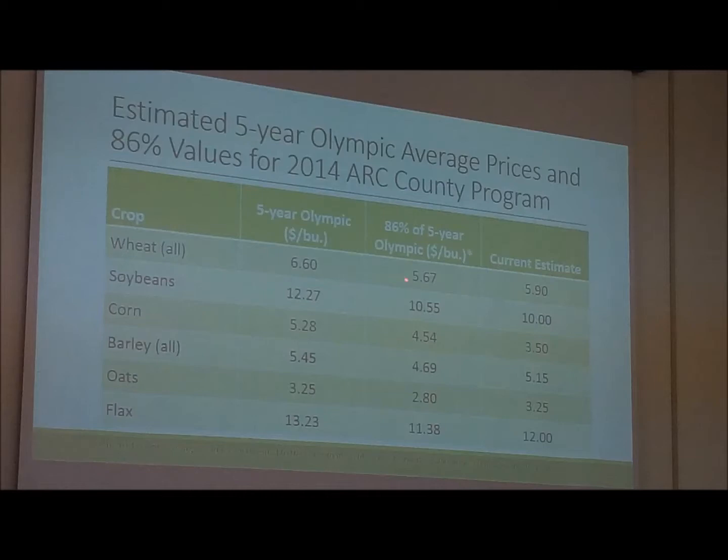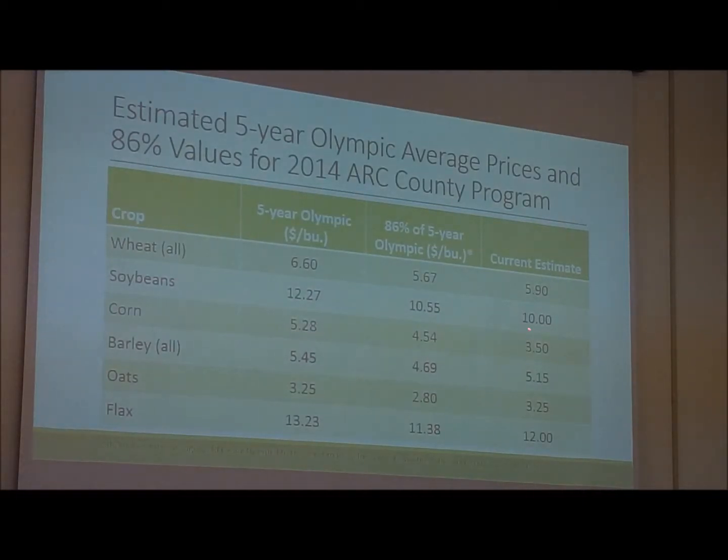So $5.67 for wheat. Over here is the latest estimate. That's actually not the latest. This should now be $6. Just a few days ago, USDA came out with their update for December. They're projecting a $6 annual average marketing year price for 2014 wheat in the U.S. That being the case, unless your county has a significantly lower yield than the county average, don't expect an ARC payment for wheat for 2014.